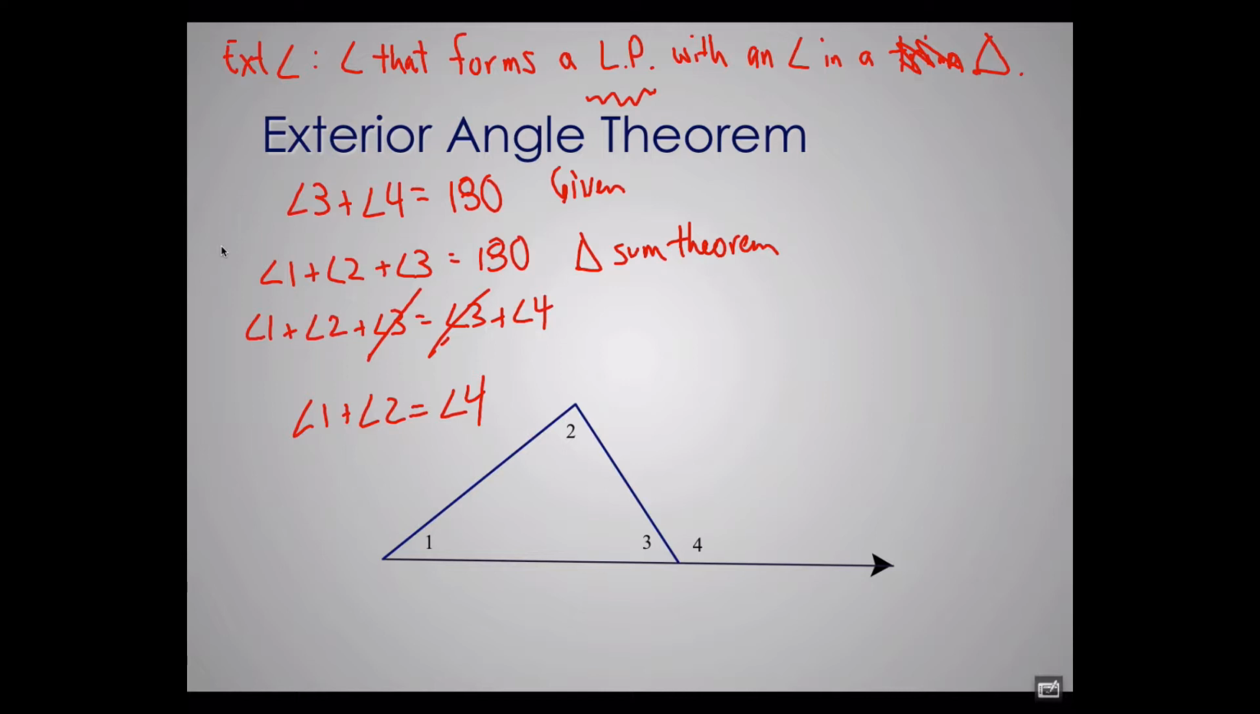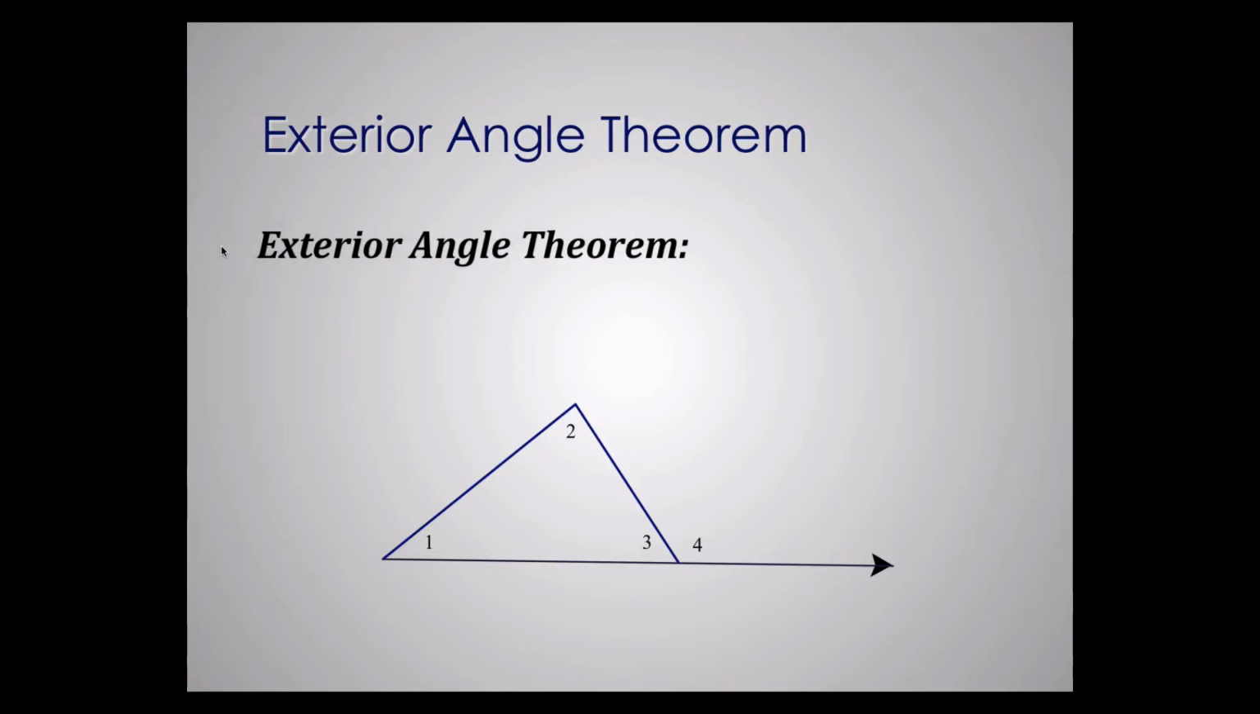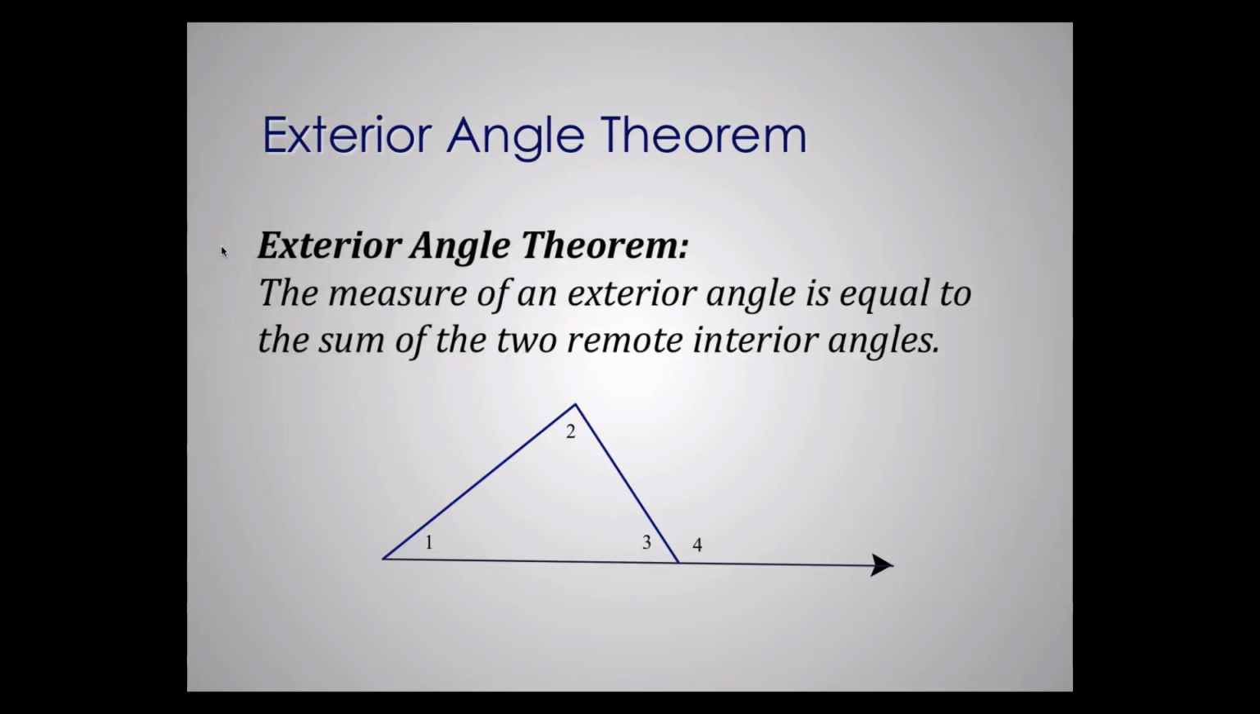And that's called the exterior angle theorem. The measure of an exterior angle of any triangle is equal to the sum of the other two interior angles. They're called remote interior angles. The one that's not next to it. Not this guy, these guys. Two remote interior angles.